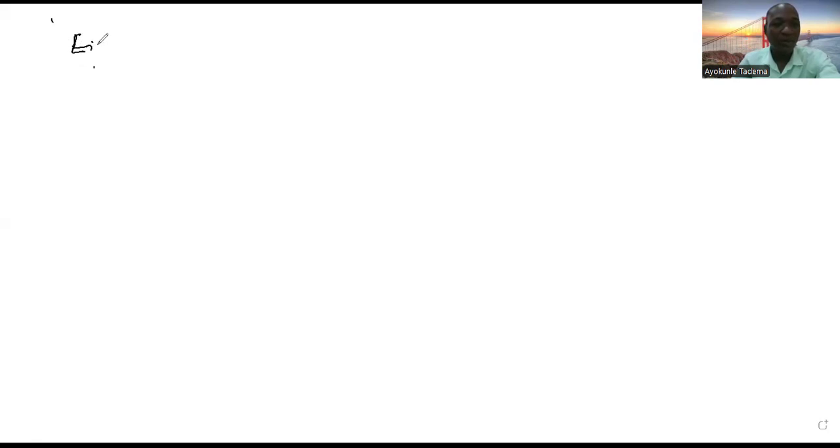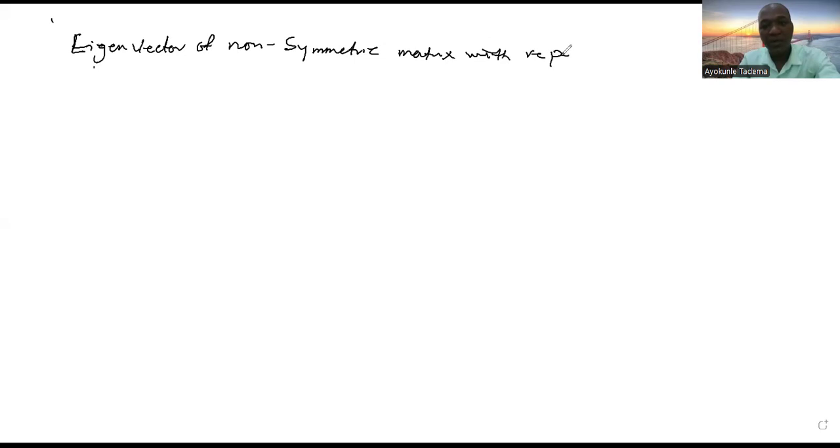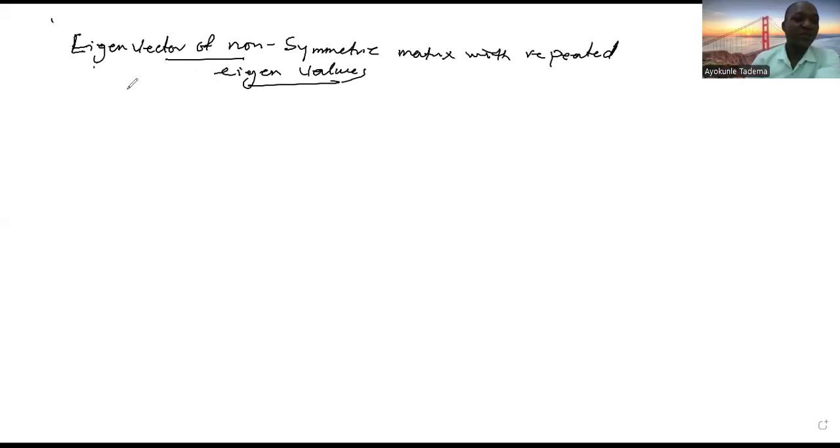the eigenvector of a non-symmetric matrix with repeated eigenvalues. That is what we want to look at this morning.